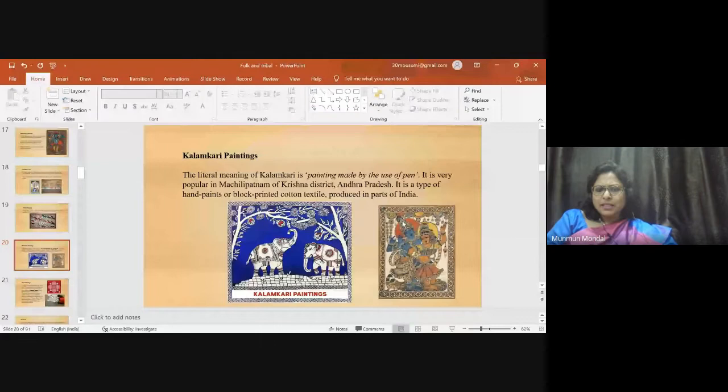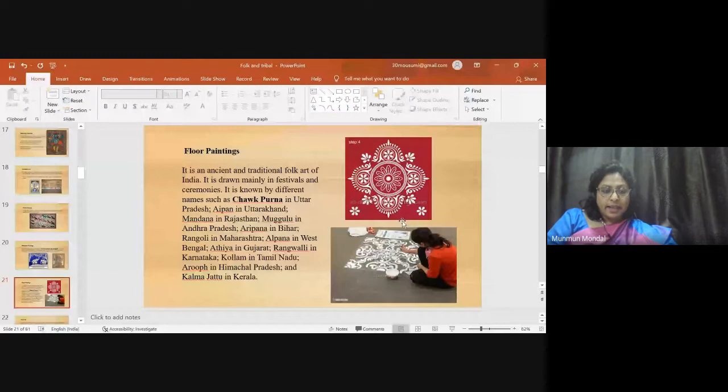Now, this is, I think, the very common, popular floor painting. Mostly, it has regional names in different parts of India. In Uttarakhand it is known as Aipan, and in Rajasthan as Mandana. In Andhra Pradesh, this kind of floor painting is known as Muggu. In Bengal, it is known as Alpana. In Tamil Nadu, it is known as Kolam. So it has different regional names, but the very basic thing is it is also a regional folk art. And you can see different kinds of depiction in these floor paintings in different regions.